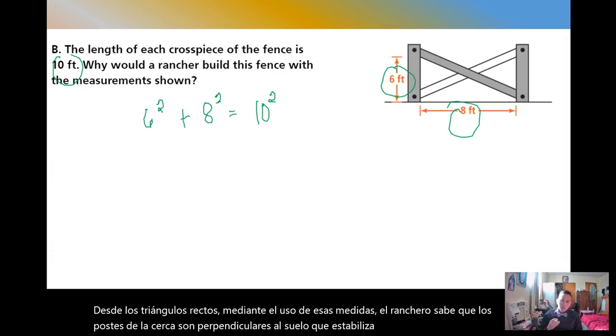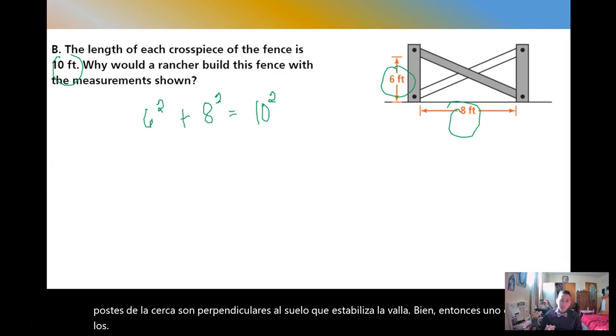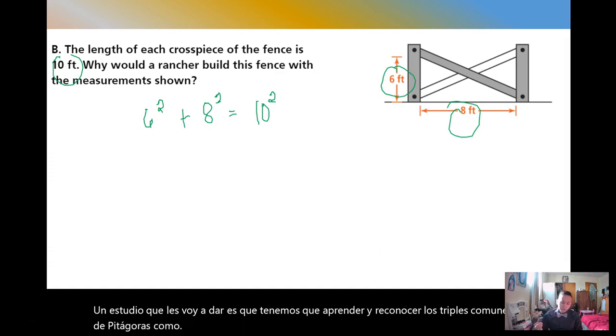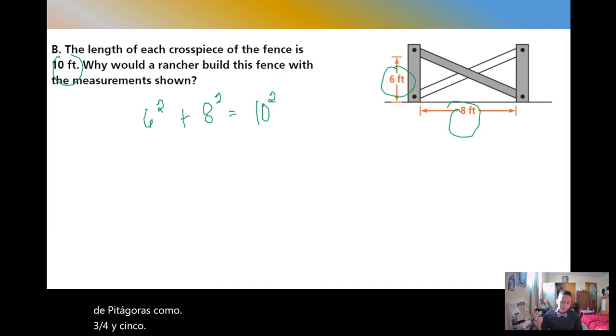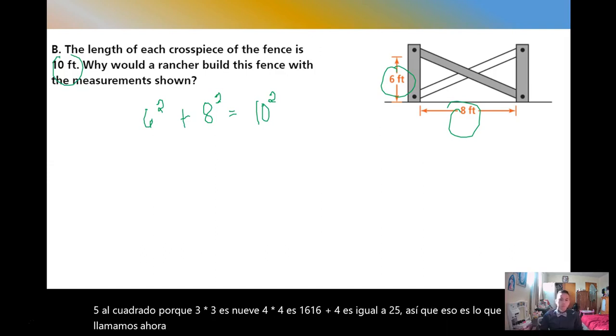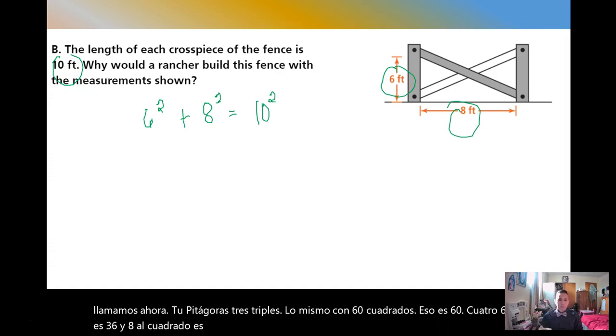One study tip that I'm going to give you is to learn and recognize the common Pythagorean triples, such as 3, 4, and 5, and 5, 12, and 13, to speed up calculation. 3 squared plus 4 squared is equal to 5 squared, because 3 times 3 is 9, 4 times 4 is 16, and 9 plus 16 is equal to 25. That is what we call a Pythagorean triple. Same with 6 and 8: 6 times 6 is 36, and 8 squared is 64. So 64 plus 36 is equivalent to 100.